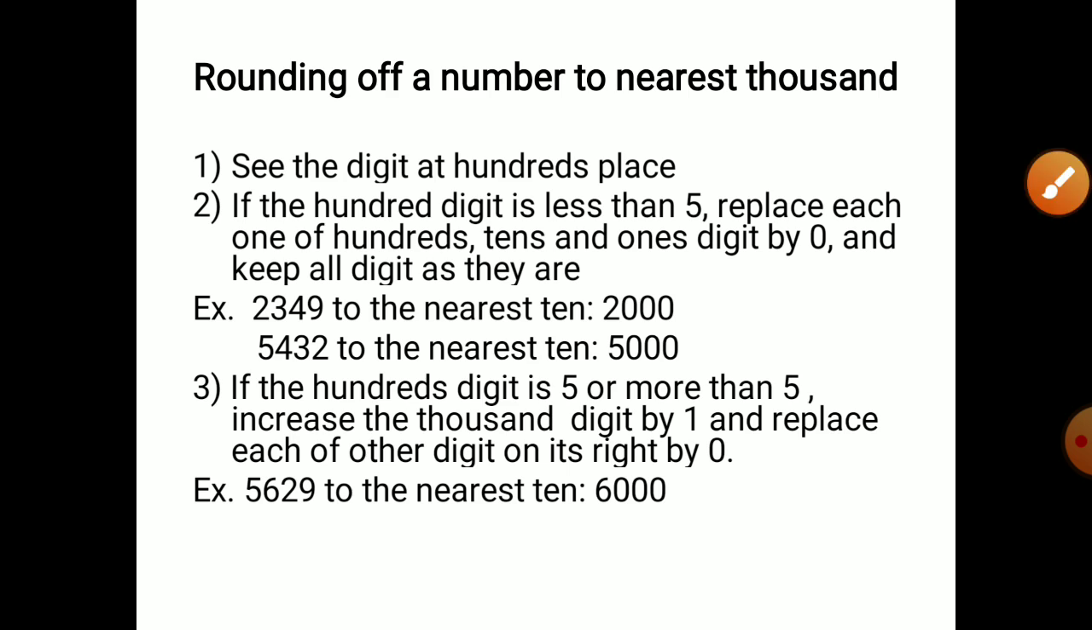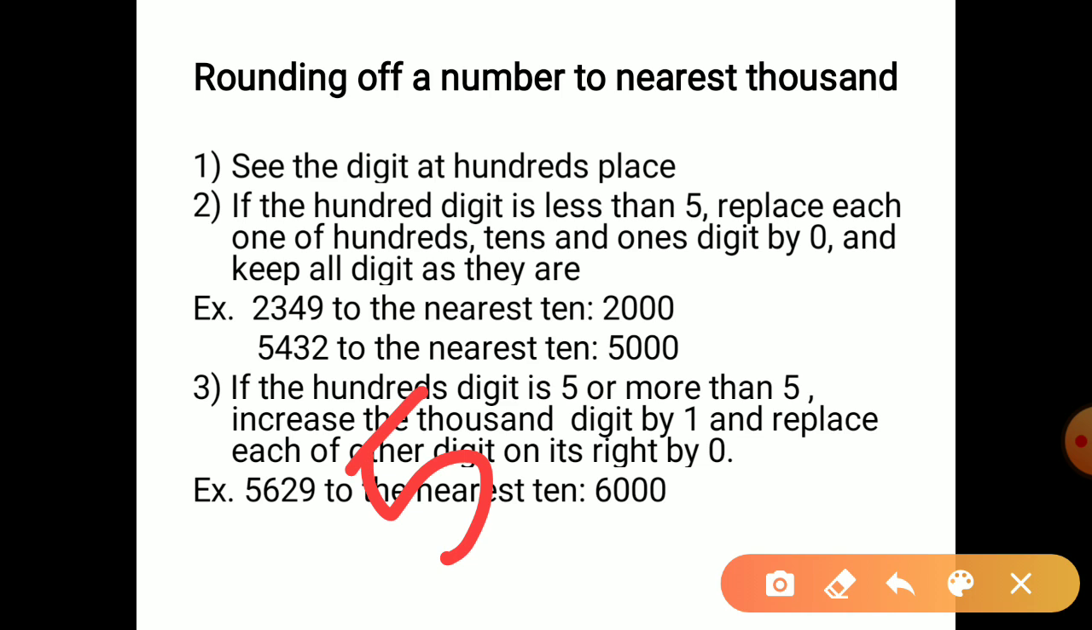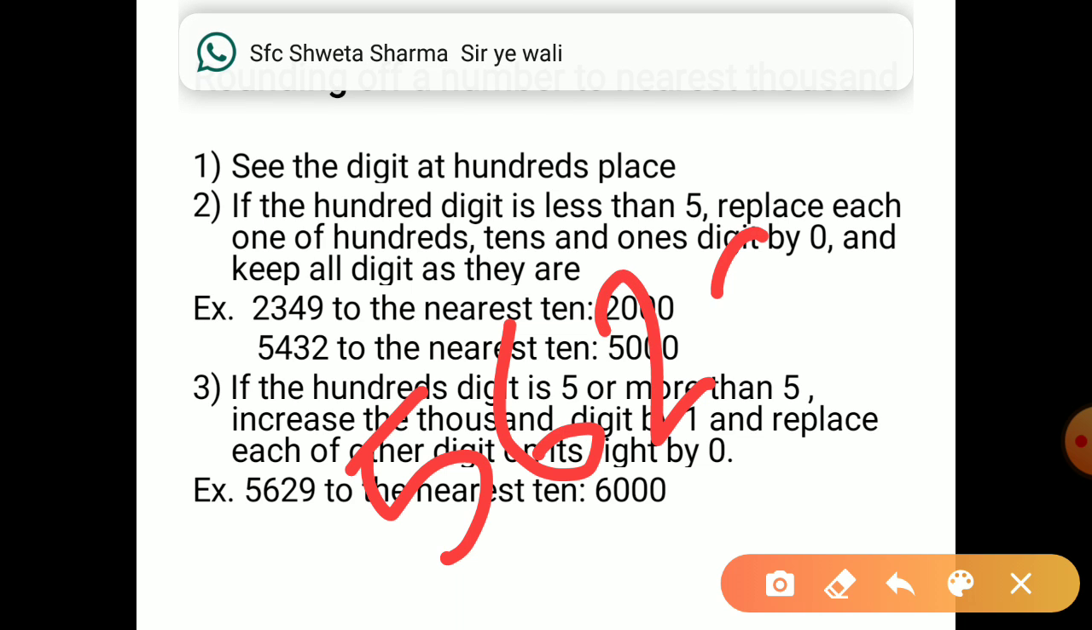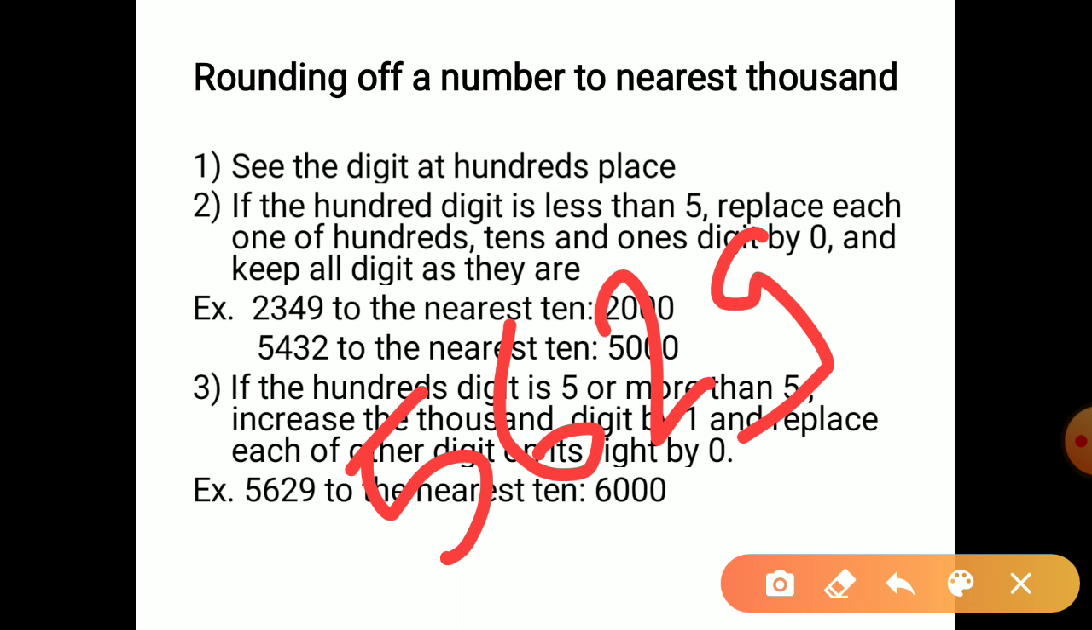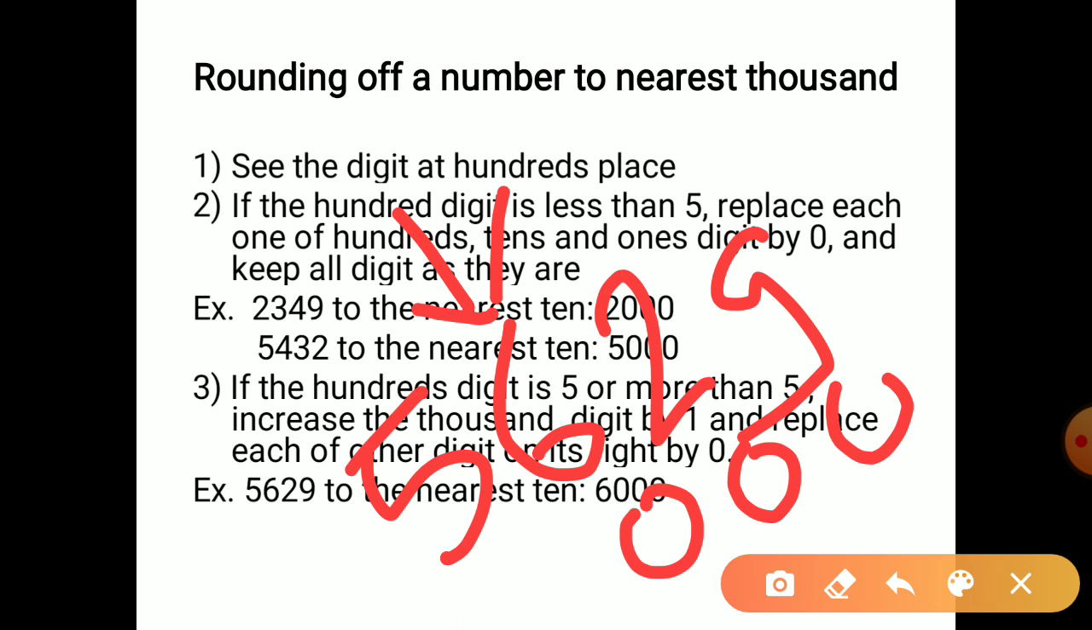Take one example, like my number is 5629. We know that this is the 100 digit, and 6 is more than 5, so we will write zeros to the right side, and we will add 1 to the thousand digit, and we know 5 plus 1 is 6, so our answer will be 6000.